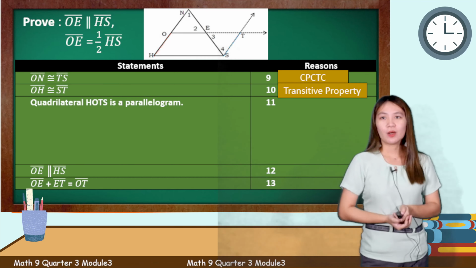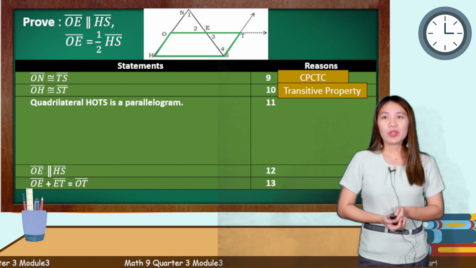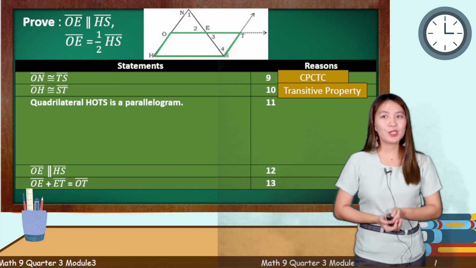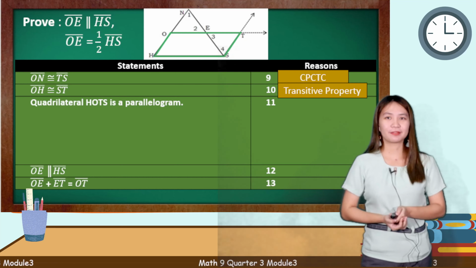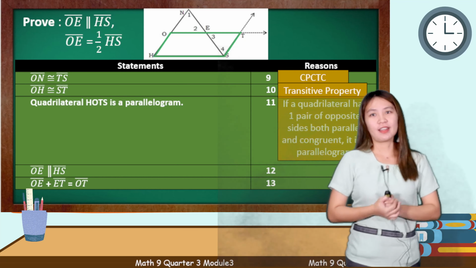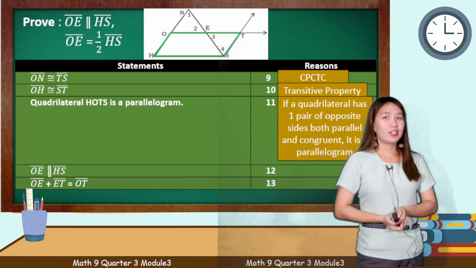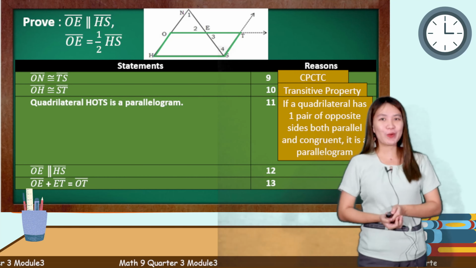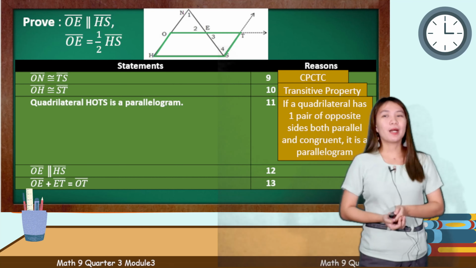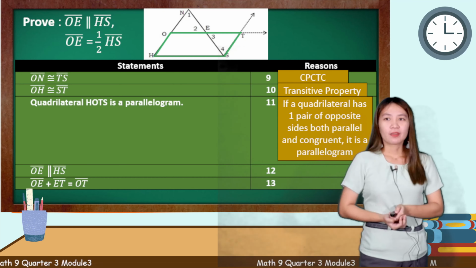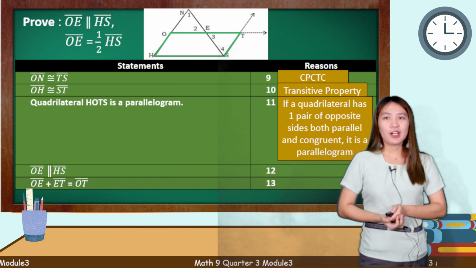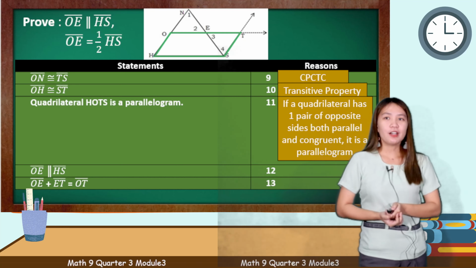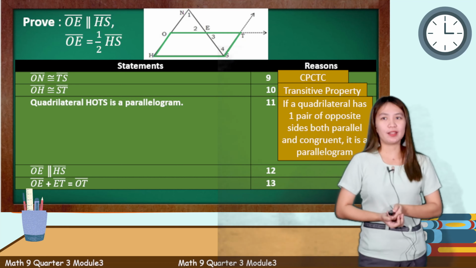Next, quadrilateral HOTS is a parallelogram. What is the reason behind that statement? Perfect. That is because if a quadrilateral has one pair of opposite sides both parallel and congruent, then it is a parallelogram. Because earlier, we have proven a pair of opposite sides that are considered to be parallel and congruent.